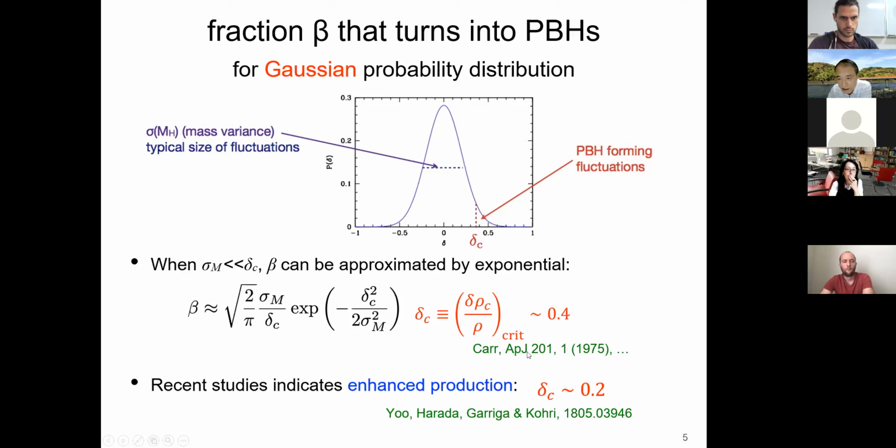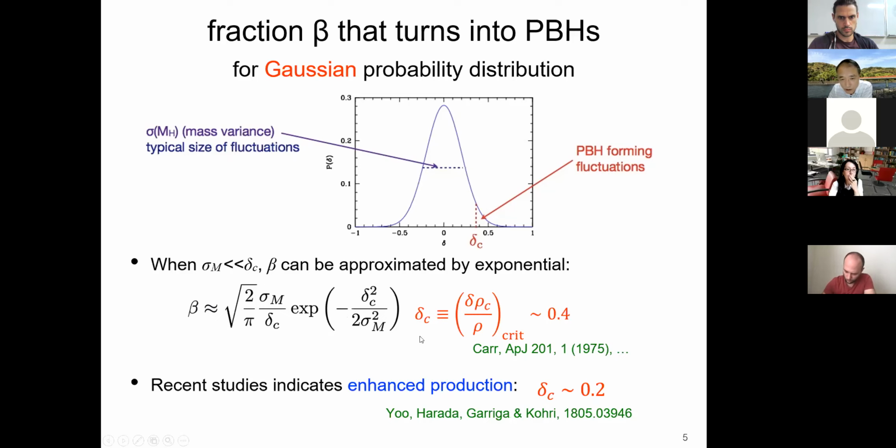And in the early times, or maybe until a few years ago, people thought that essentially this delta critical would be 0.4 or so, which for small sigma suppresses the production of black holes really exponentially. But recent studies by those people and some other studies actually say that in this approximation, maybe the critical value is maybe a factor 2 smaller.